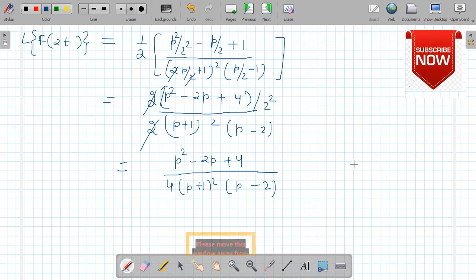So this is how we can use the change of scale property while doing problems related to Laplace transform.